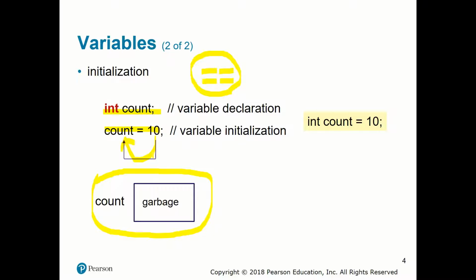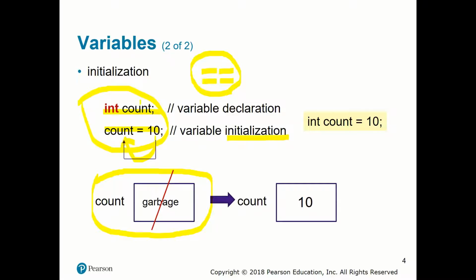Like this, after creating a variable, assigning a value to it for the first time is called initialization. When this initialization is performed, the garbage value in the variable disappears and the new value is saved. Here, at first count has garbage, and after this initialization, the garbage will disappear and count will have 10 like this. We can also write a declaration and initialization together in one line. So these two lines can be written in one line like this.